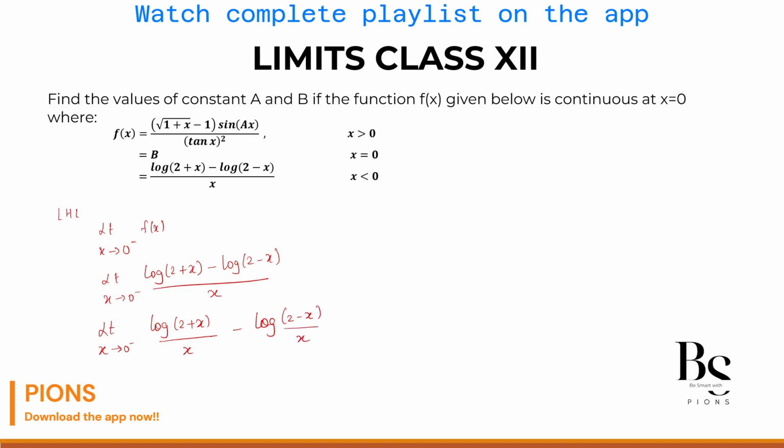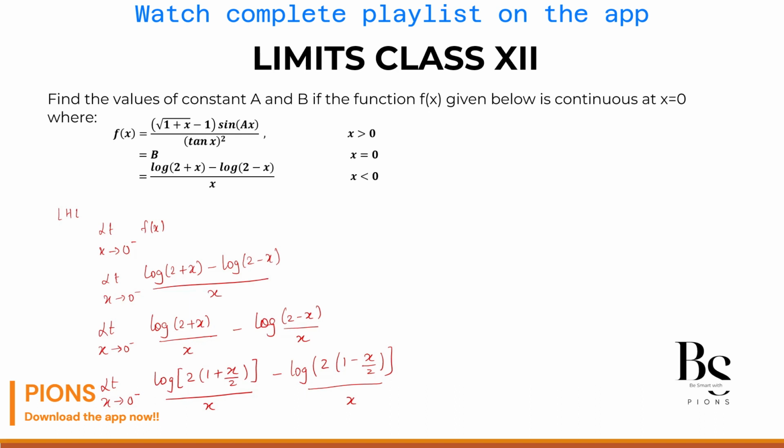Clear? Now what I'll do? Be very careful. I'll take 2 common out inside the log, and I will write it as log of, pay attention, 2 into 1 plus x by 2. If you have confusion about how I got this, simply multiply this 2 with 1, you will get this 2. Multiply this 2 with x by 2, the 2 and 2 cancel and you are left with x. Similarly, in the second expression, let's take 2 common out. It will be 1 minus x upon 2, whole divided by x. I hope this is clear.